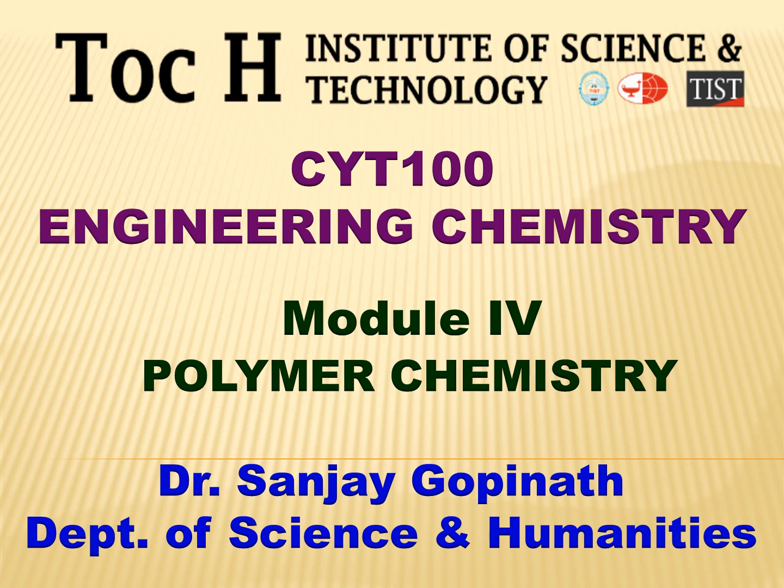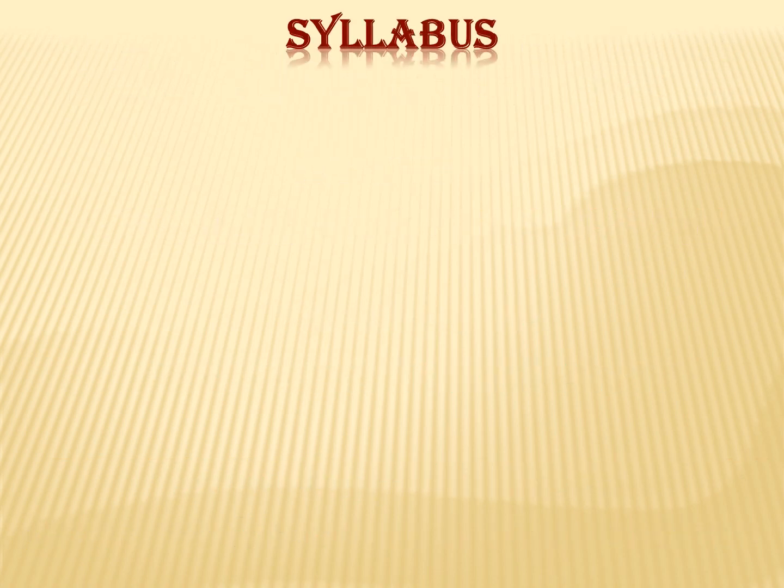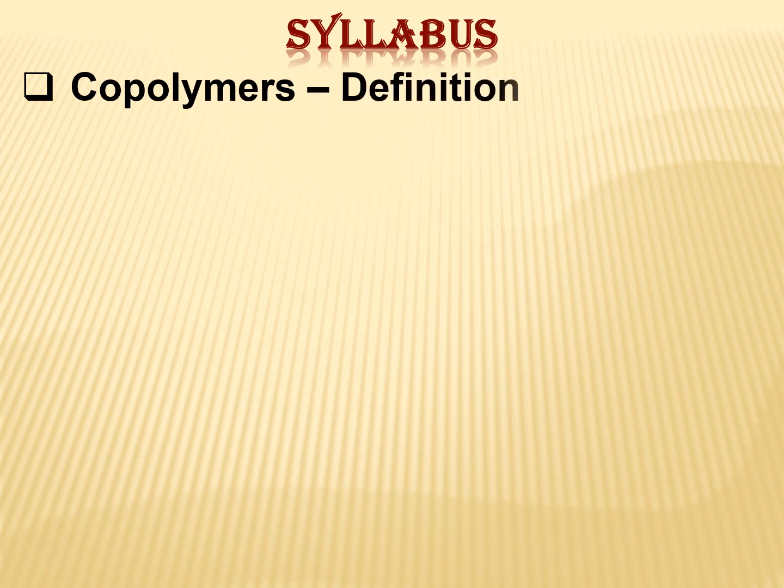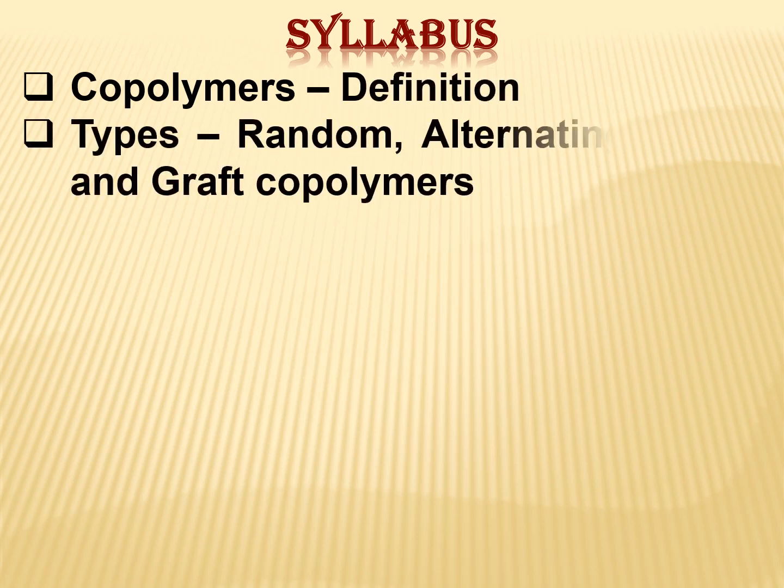So we continue with the next topic of module 4, that is the syllabus. Copolymers, definition, types of copolymers, namely random, alternating, block and graft. These are the classification of copolymers.